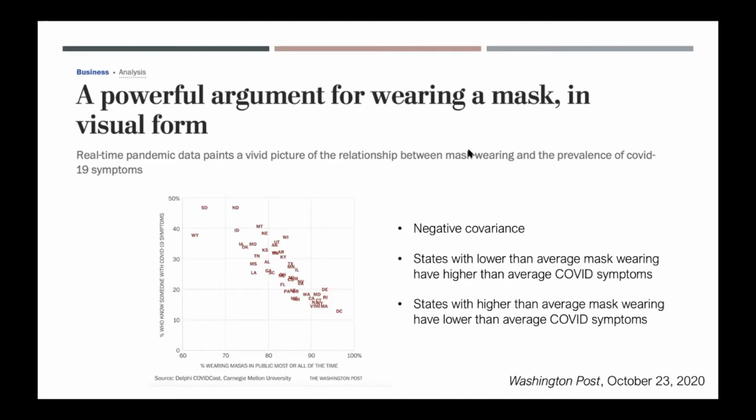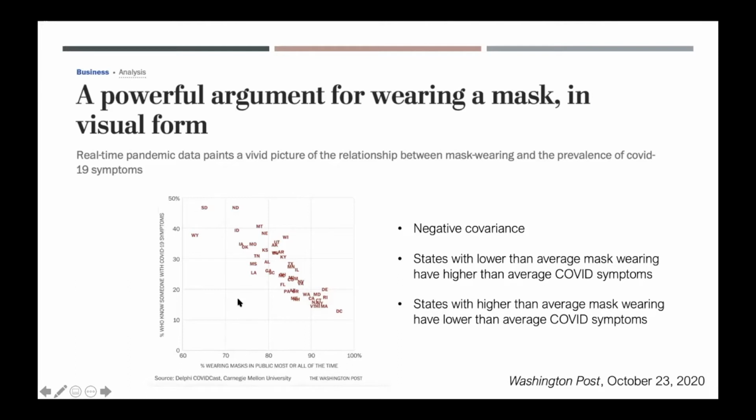And so here we have along the x-axis the percentage of respondents who wear a mask in public most or all of the time, plotted against the percent of respondents who knew someone with COVID symptoms. And each data point represents the value for one particular state.